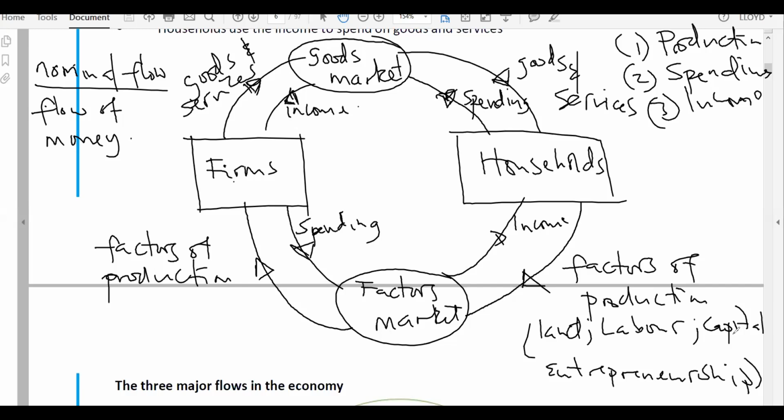Things such as machinery, things such as buildings, things such as motor vehicles that are used for the transportation of raw materials or goods and services. That is part of capital. So money is not a factor of production. The reason being that money is not used up in the production process. When you manufacture a phone, you can't point and say that is a particle of money, can you? It's not there, is it? Because we don't use money in the production process.